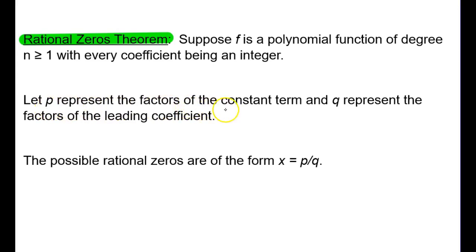P is going to represent the factors of our constant term, and Q is going to represent the factors of the leading coefficient. If we have a polynomial that meets these conditions, then this theorem allows us to find all of the possible rational zeros. Okay, this doesn't tell us which ones are going to be zeros or solutions. It tells us our list of possibilities for the rational zeros. So what we need to do is take P, which are the factors of the constant term, and divide those by Q, the factors of the leading coefficient. That creates our list of possibilities.